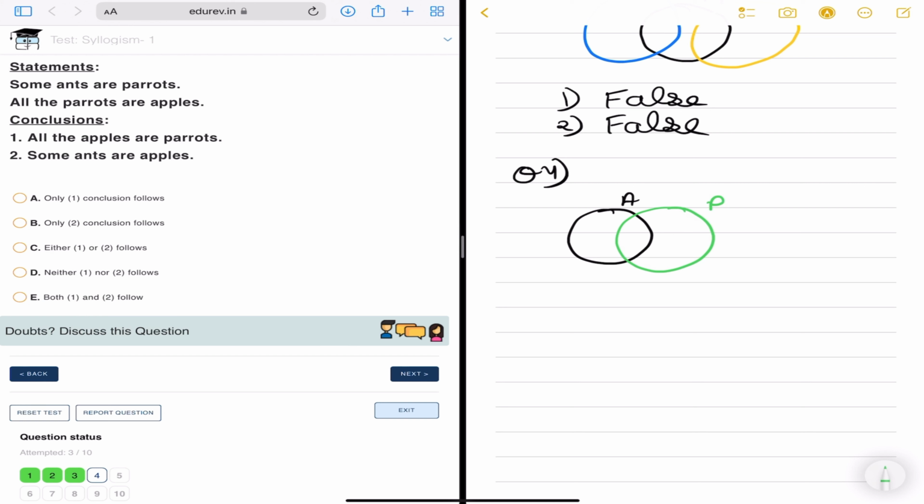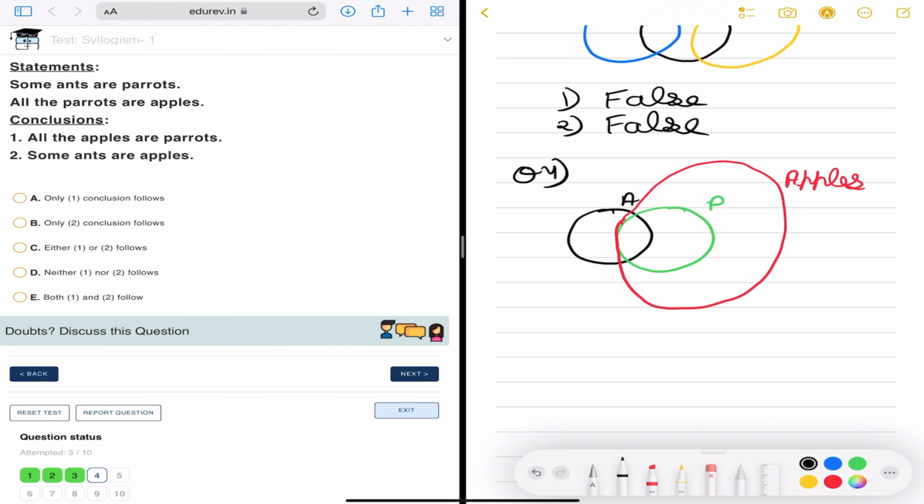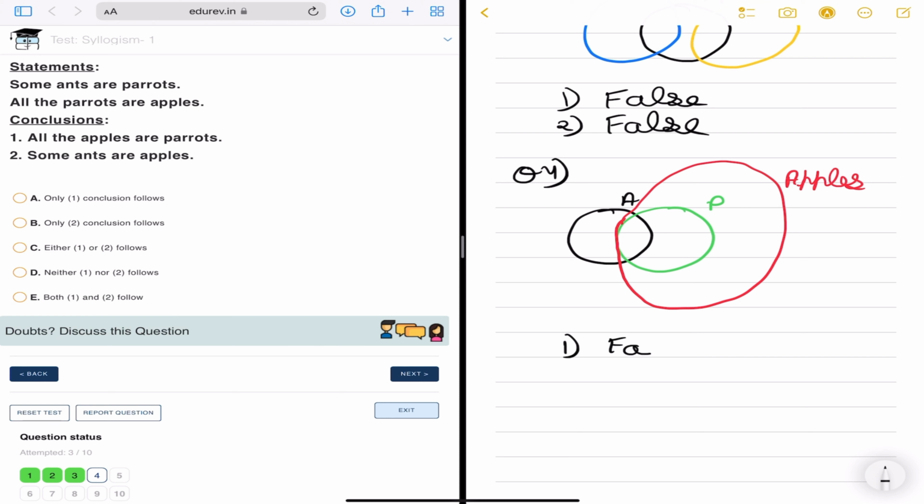Now all the parrots are apples. Let's do red for apples. So as you can see, all the parrots are apples. Now what do we understand by this? That we have some ants are parrots and all the parrots are apples. So conclusion 1 states all the apples are parrots. Now we can see that there must be a lot of apples which are not parrots. So here conclusion 1 is false.